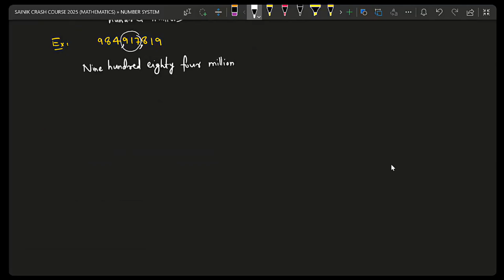And then this number, what is this? 917. Just write 917. This number is in the thousands period. You just write thousand. After that we have 819. Just write 819. I told you only for the ones period we don't add the name of the period, ones. But for all the remaining periods we add the name of the period. So we are not going to write 819 ones. No need to write ones. Just write 819. That's it. So this is the way we write numbers into words.